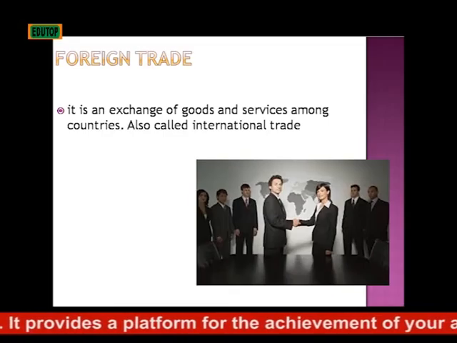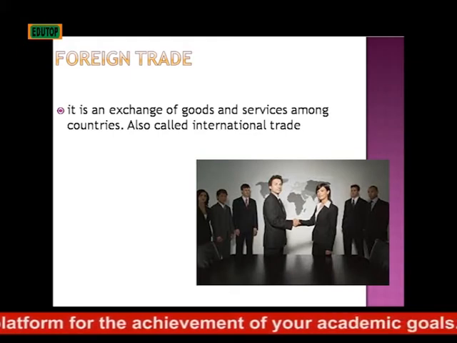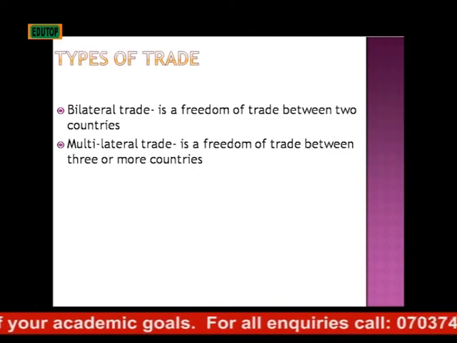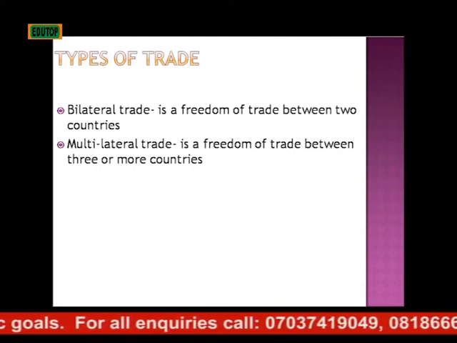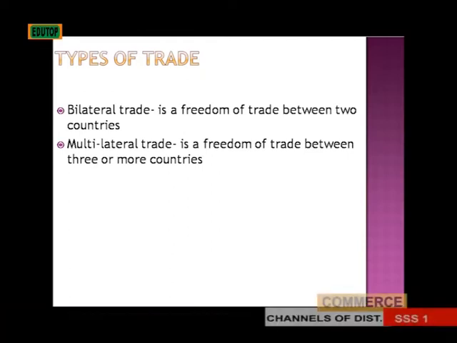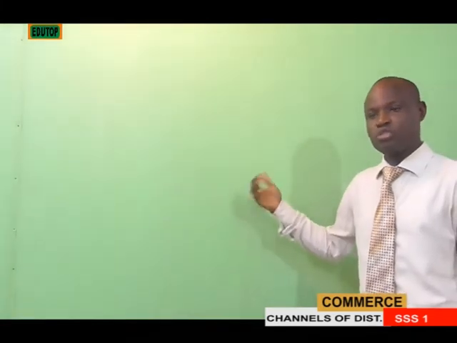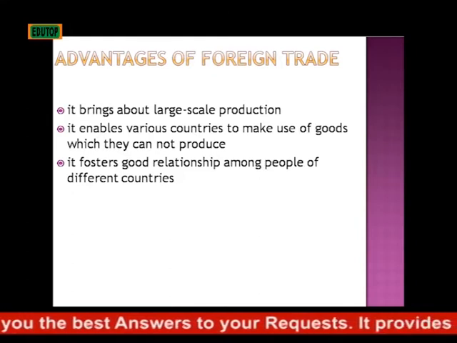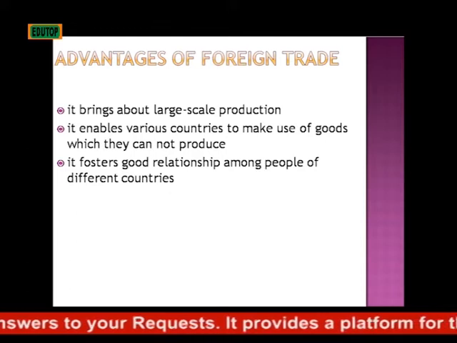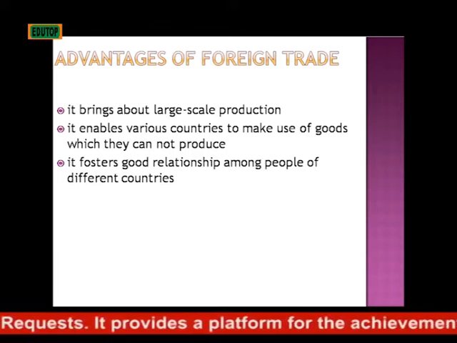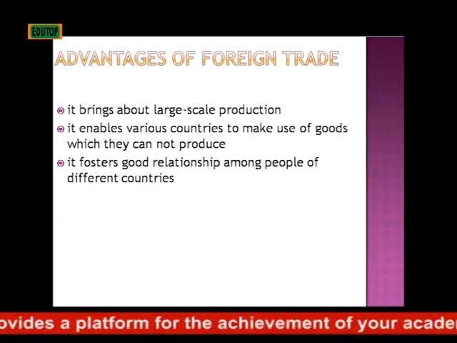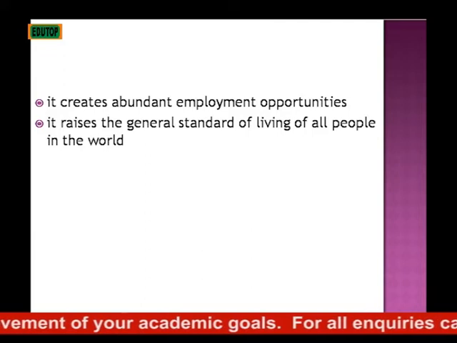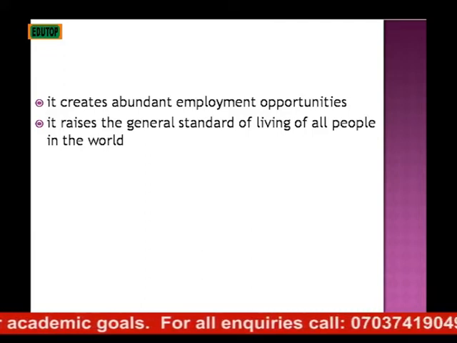Foreign trade. It is an exchange of goods and services among countries, also called international trade. Types of trade. We have bilateral trade, which is freedom of trade between two countries. We also have multilateral trade, which is freedom of trade between 3 or more countries. Advantages of foreign trade. It brings about large-scale production. It enables various countries to make use of goods which they cannot produce. It fosters good relationships among people of different countries. It creates abundant employment opportunities. It raises the general standard of living of all people in the world.